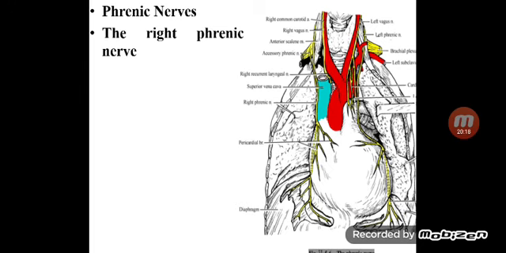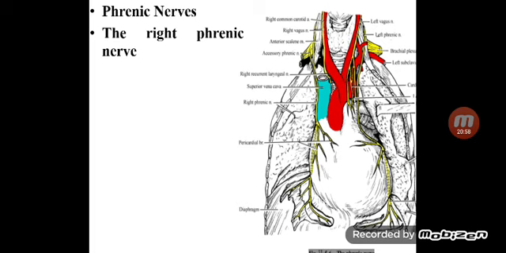Here it descends in front of the root of the right lung. Unlike the vagus, which descends behind the root of the right lung, the right phrenic nerve descends in front of the root of the right lung. Both phrenic nerves, right and left, descend in front of the root of the lung. Then it descends along the right side of the pericardium and inferior vena cava.